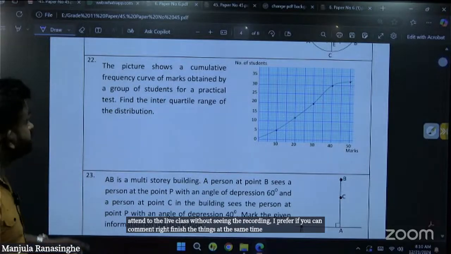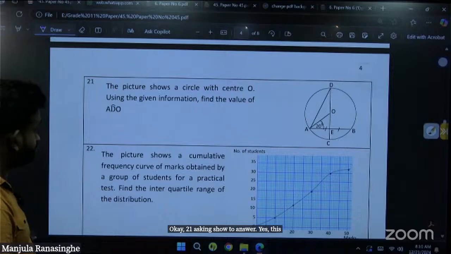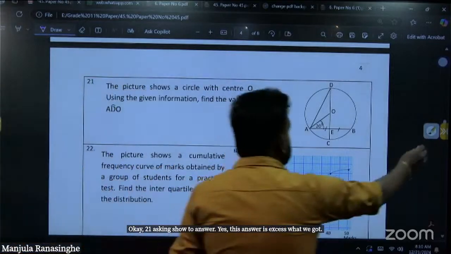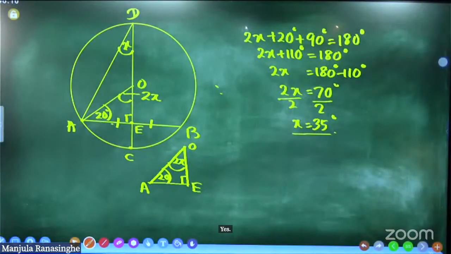Okay, question 21 asking to show the answer. Yes, this answer is X, what we got. Yes, this answer is equal to 35 degrees.